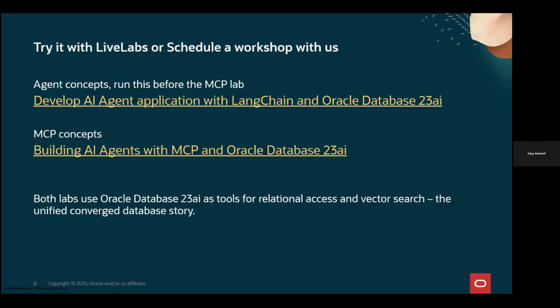So just real quick, we have two labs that we wanted to propose to you. I know some of you asked if you can get your hands on some of these guides and do this yourself at your own time. Live Labs is our hub for doing all this. The first link is develop AI agent applications with LangChain and Oracle Database 23 AI. I put both links in the chat. The second one is the MCP concept: building AI agents with MCP and Oracle Database 23 AI. Both of these will take you through the concept and the scope of what we discussed today so you can get familiar with it yourself. And stay tuned as well. Live Labs always has things coming out as we roll out new features.